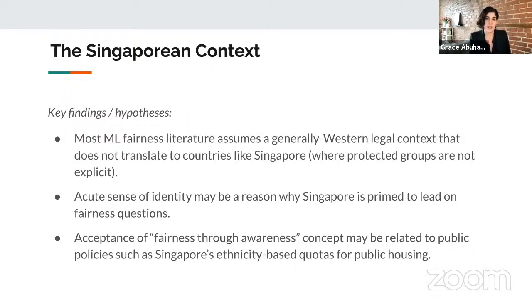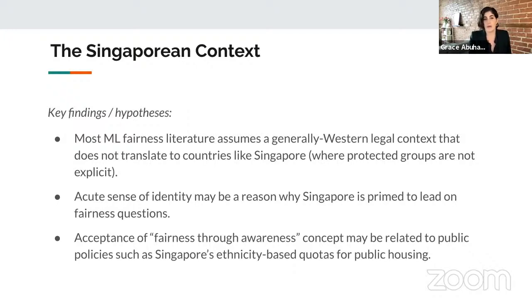The first one is that most fairness literature assumes a generally Western legal context. By this, we're primarily referring to the assumption of a predetermined or existing list of protected classes, such as Title VII in the US and the Equality Act in the UK. In Singapore, however, there is no such list. This means that, as we'll describe later, banks have to choose the groups with which to be fair, and those groups could be different for each firm.